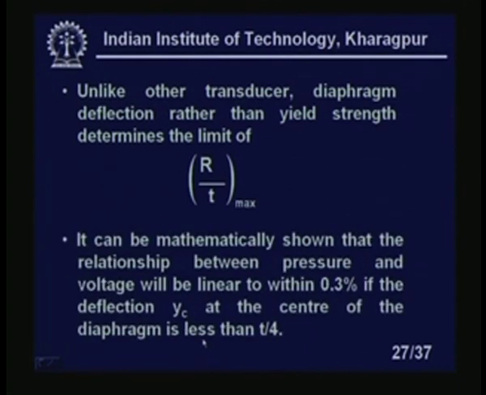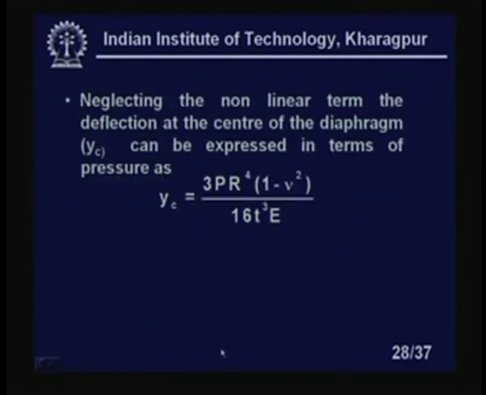It can be mathematically shown that the relationship between the pressure and the voltage will be linear to within 0.3% if the deflection Yc at the center of the diaphragm is less than T by 4. Now, neglecting the nonlinear term, obviously the deflection at the center of the diaphragm Yc can be expressed in terms of the pressure as this relation, right.